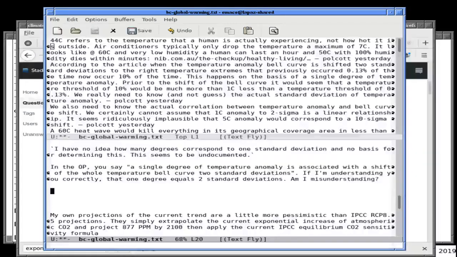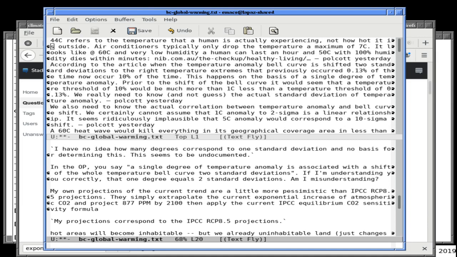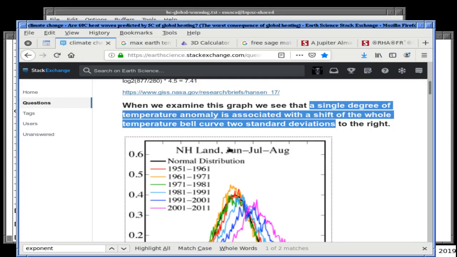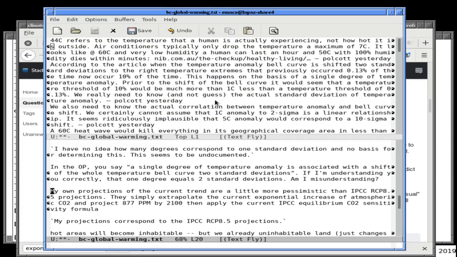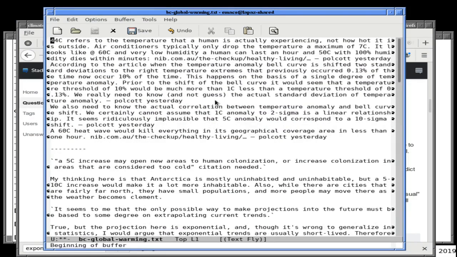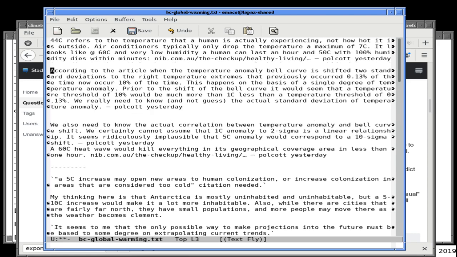So I don't know. Okay, so now let's see. Let me make some other comment here about 10 standard deviations. According to the article, in temperature anomaly, bell curve shifted two standard deviations. If something is shifted over two standard deviations, that means something that was previously three standard deviations out is now only one standard deviation out. That's a calculation that can be done, and apparently either the article or Polkut is doing it incorrectly, or it's not a shift of two whole standard deviations.